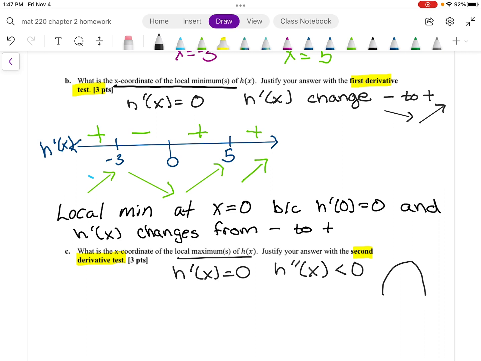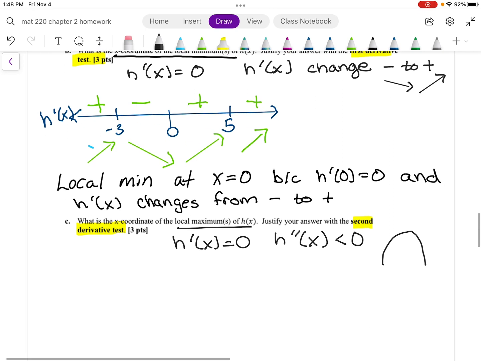So I know that it's not going to be at 0 because I ruled that out. That's a local min. I found that on the last test. And I used the first derivative test to show that 5 is probably neither, which means -3 is the point I'm interested in. And according to the first derivative test, it should be a local max. So let's just prove that with the second derivative test.